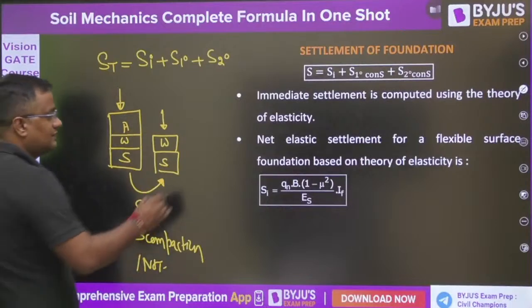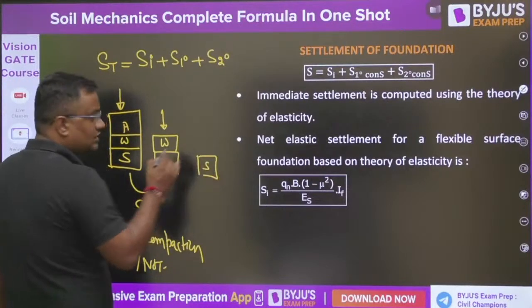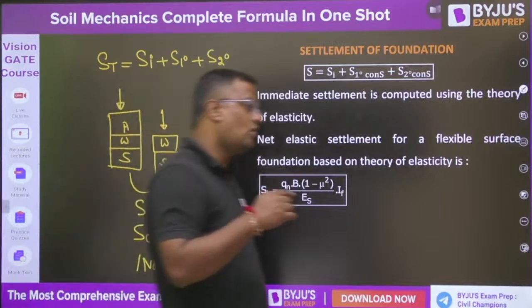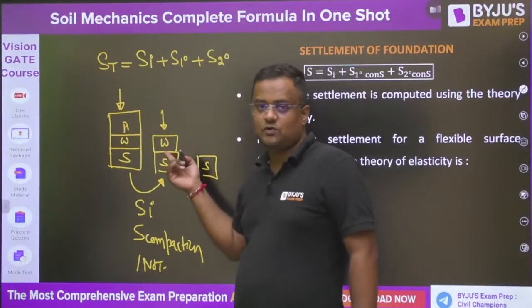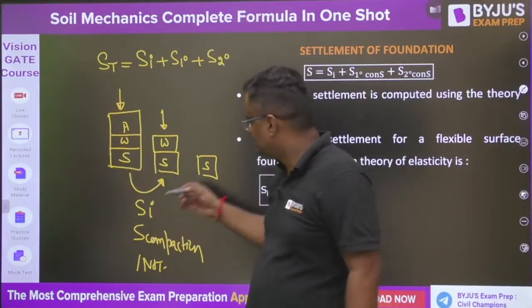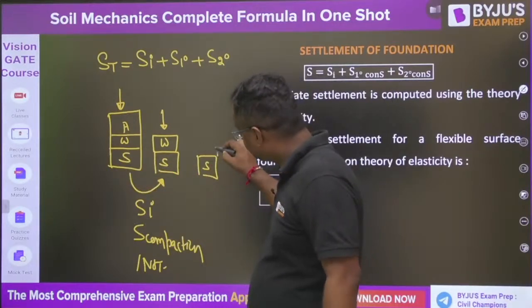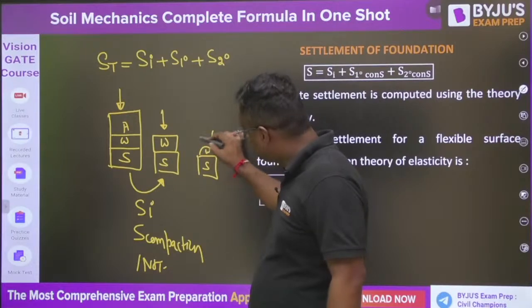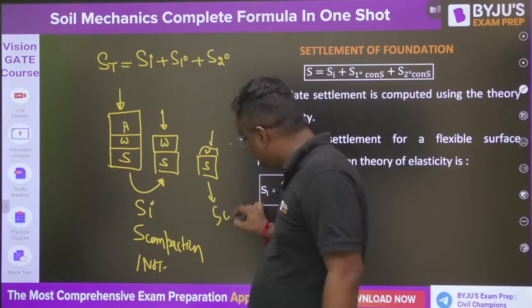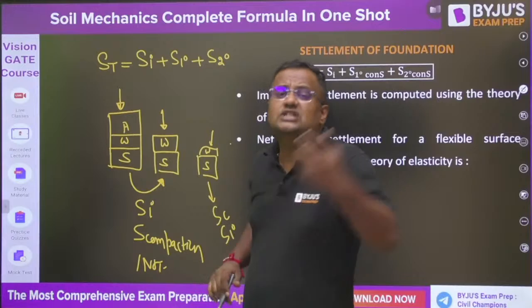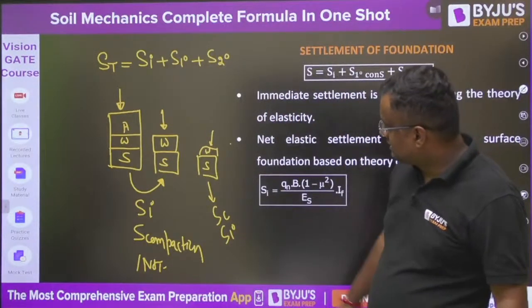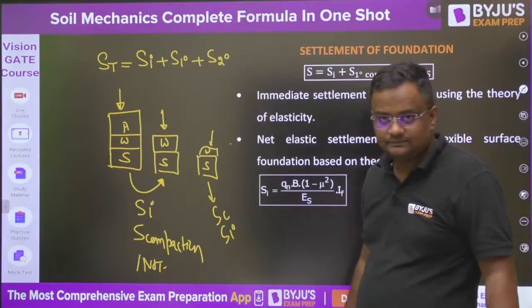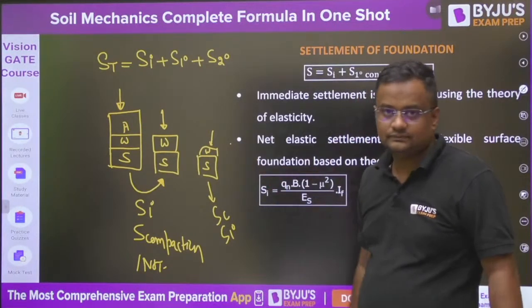Then if the load is further there, in a saturated soil, all load is initially taken by the water. So water comes in excess pore water pressure. Nobody wants to be in excess pore water pressure, so water decreases. This is called primary consolidation, Sc or S1 degree. Consolidation by default means primary consolidation. So water is decreased here.